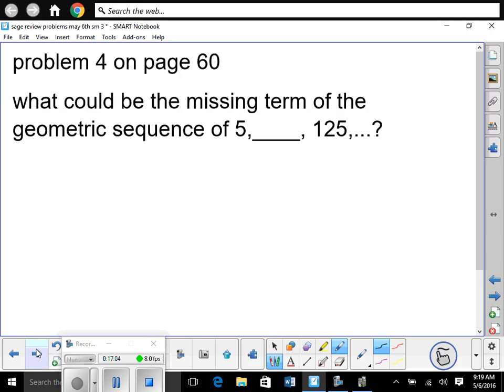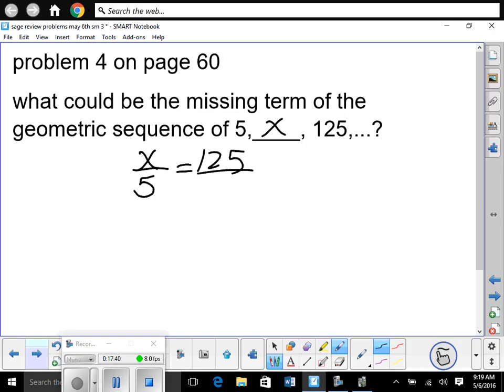Okay, next one. What could be the missing term of the geometric sequence? So this is something that you could very likely see, and really it's not that hard, so let's make sure we can do it. So geometric versus arithmetic: we know this is not arithmetic, it's geometric, which means multiplication, or common ratio. So I'm going to say, okay, I don't know what that is, so I'm going to call it x. Since it's geometric, there's a common ratio. So isn't it true that x over 5 better be equal to 125 over x?